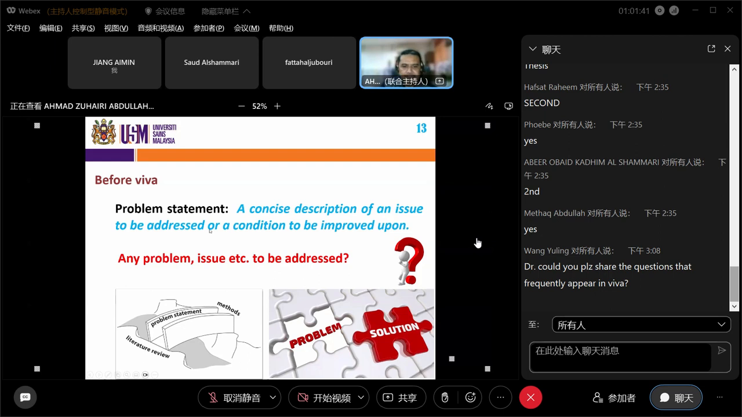Before the Viva, okay, problem statement is always the question being asked during the Viva. So make sure you know what is meant by problem statement. Okay, by definition, a concise description of an issue to be addressed or a condition to be improved upon. Okay, so that is problem statement.